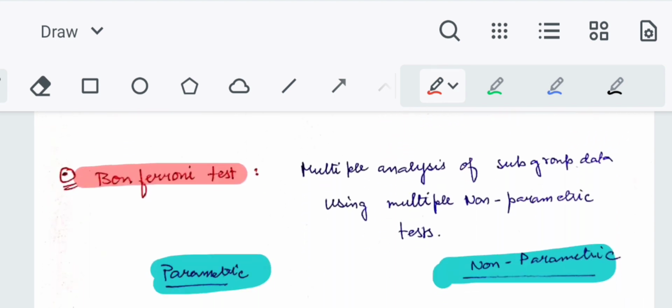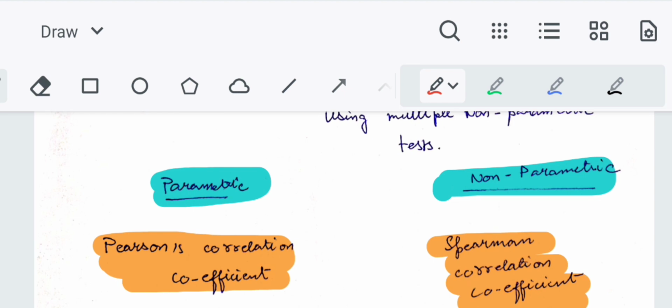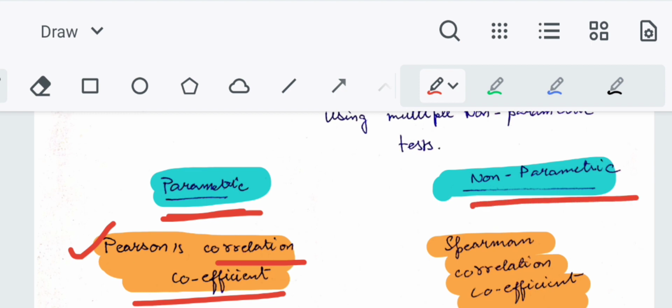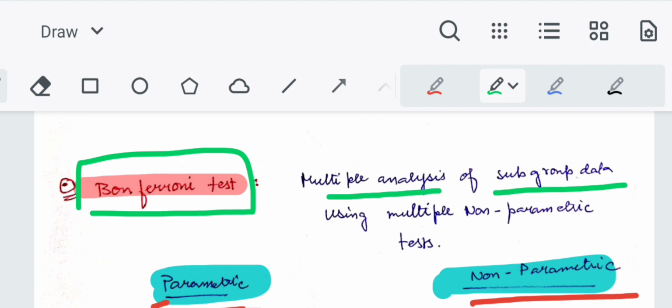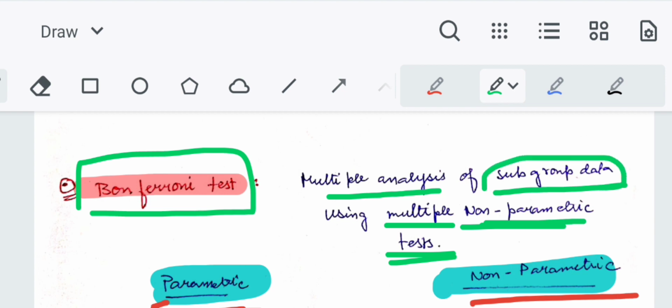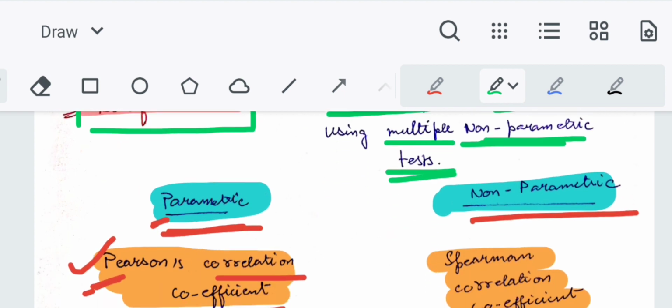Now another test is the Pearson correlation coefficient test, that is used in parametric test, and in non-parametric we use Spearman correlation coefficient. So remember P for Pearson for parametric. Another test is also there, that is known as Bonferroni test. Bonferroni test is used where there is multiple analysis of subgroup data using multiple non-parametric tests. Okay, so that is it for today.